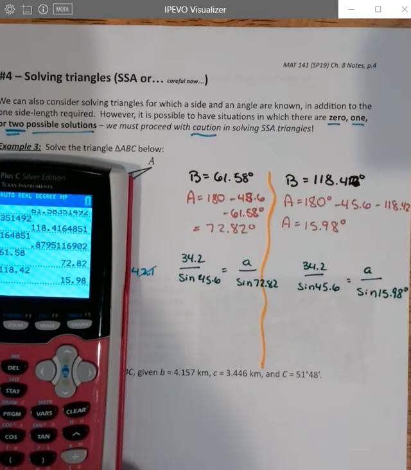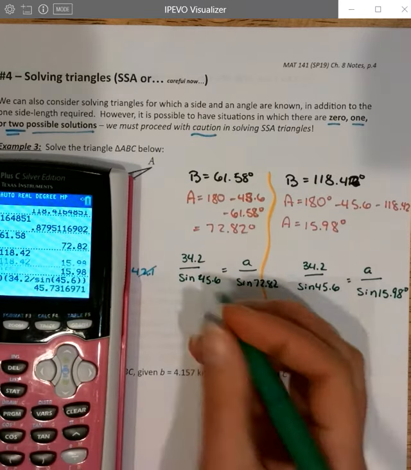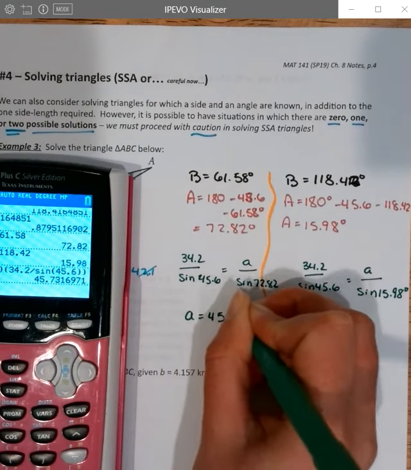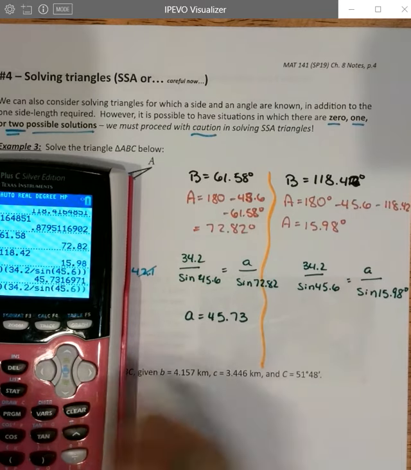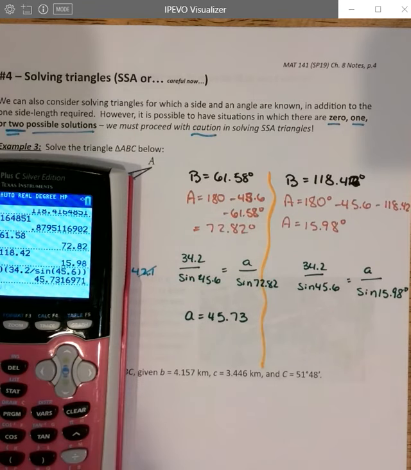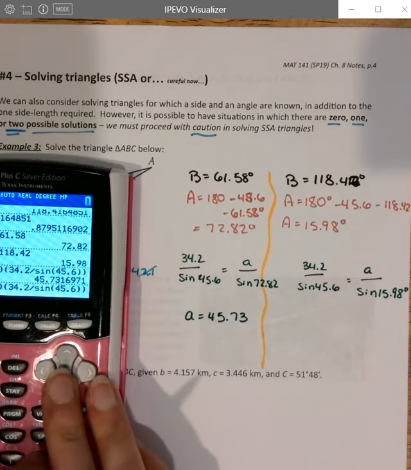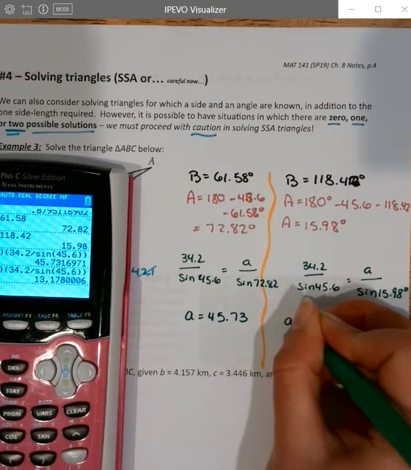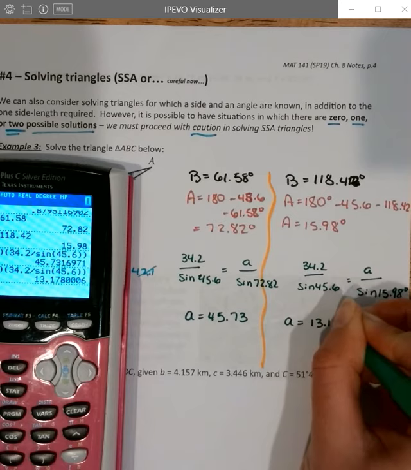Okay, and so if I multiply the sine over to solve for a in both cases, I'm going to have the sine of 72.82 times the 34.2 divided by sine 45.6. And so this one would give me an A value of 45.73 as a side length. If I did the other one, it's a sine of 15.98 that gets multiplied over times the same thing, the 34.2 over the sine of 45.6. And so this one would give me an A value of 13.18.